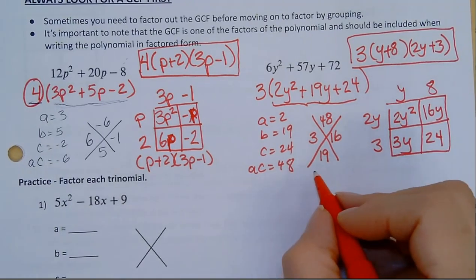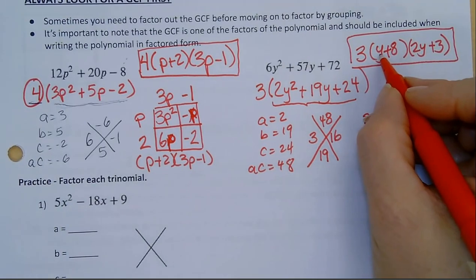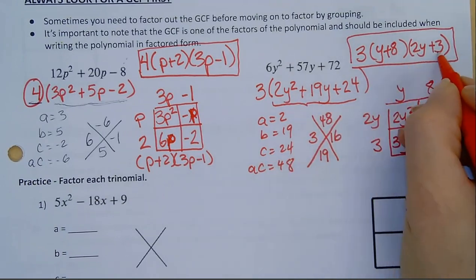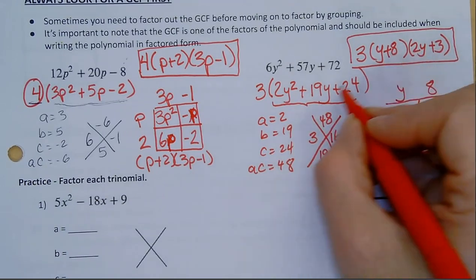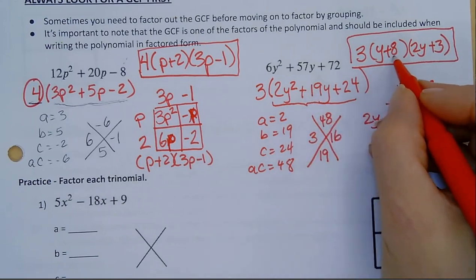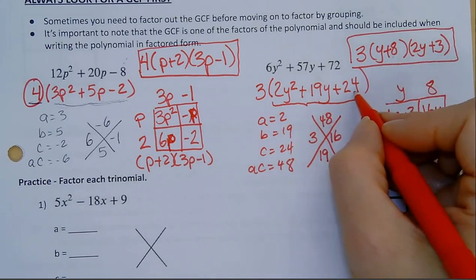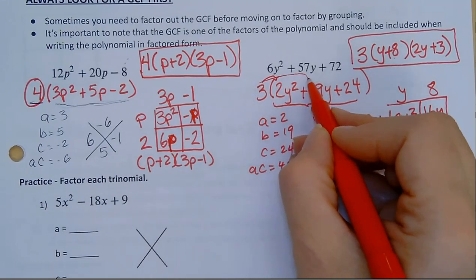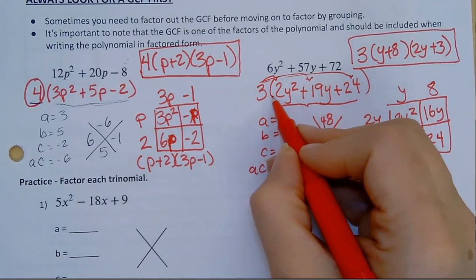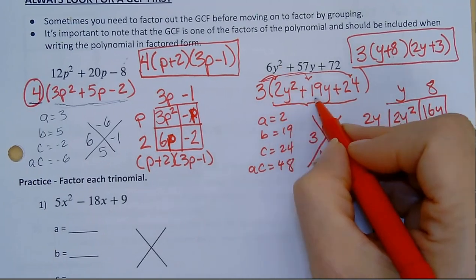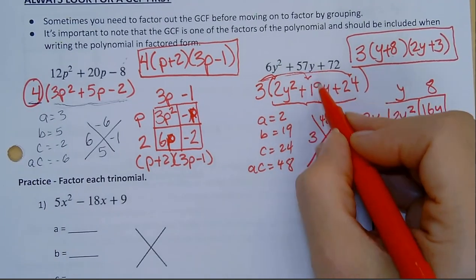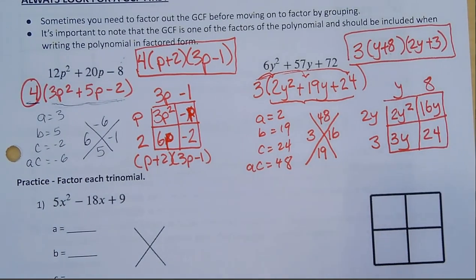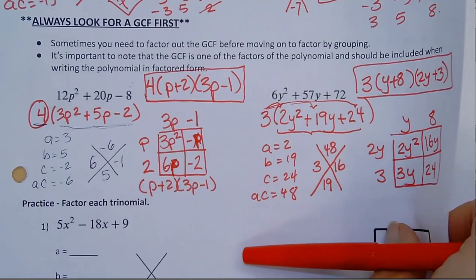When I check, I want to make sure y times 2y is 2y squared, right? Outer is 3y, inner is 16y, and when I add those, it's 19y, and 8 times 3 is 24, so that's true, right? That's the trinomial I expected. And if I distribute this 3, 3 times 2y squared is 6y squared, 3 times 19y is 57y, and 3 times 24 is 72, so that worked. I double checked it.